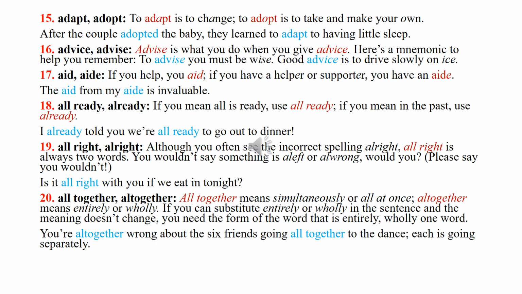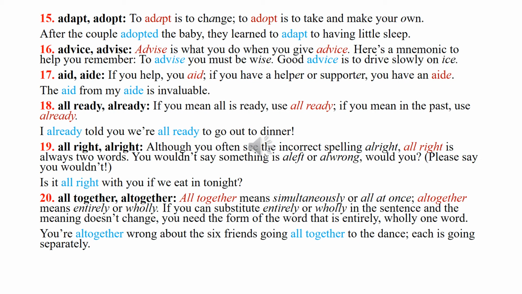19. All right and alright. Although you often see the incorrect spelling, alright, all right is always two words. You wouldn't say something is alwrong, would you? Please say you wouldn't. Here we have an example. Is it all right with you if we eat in tonight?